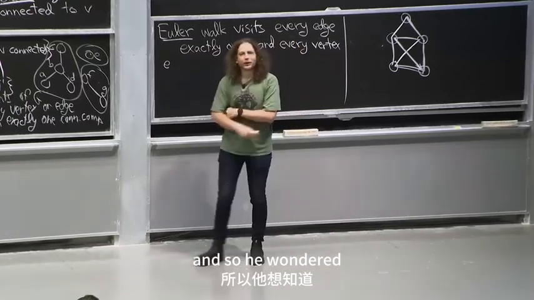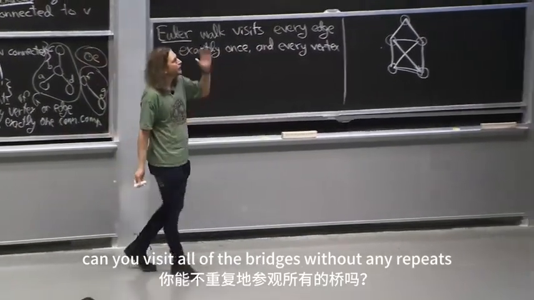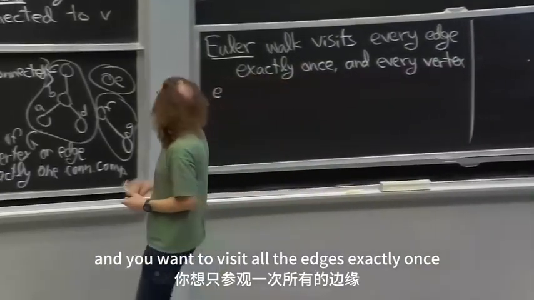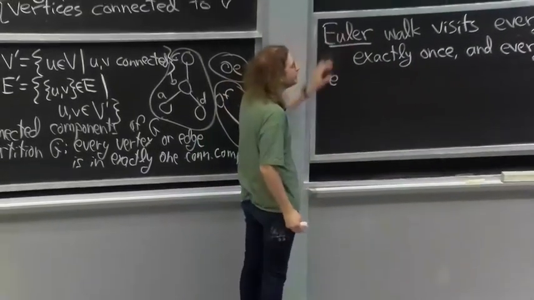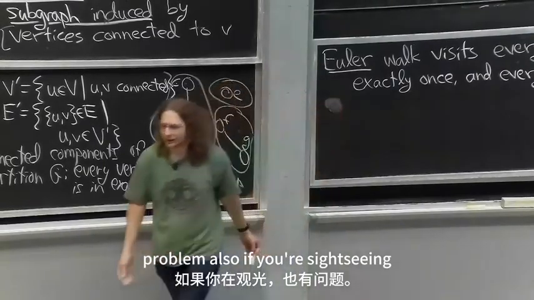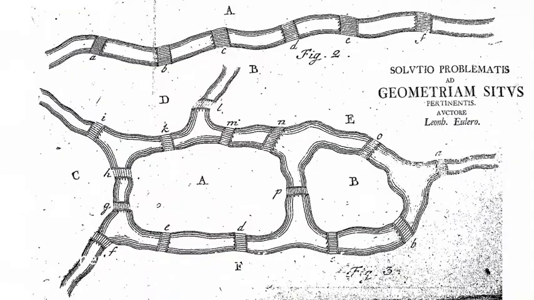And so the question was posed: can you visit all of the bridges without any repeats? Seems natural, right? If you think about it, the vertices are like islands, the edges are bridges, and you want to visit all the edges exactly once. Okay, so a natural problem also if you're sightseeing. And just for fun, because I dug up this 1736 paper, here are some more beautiful figures from that paper, thinking about all of the different cases.